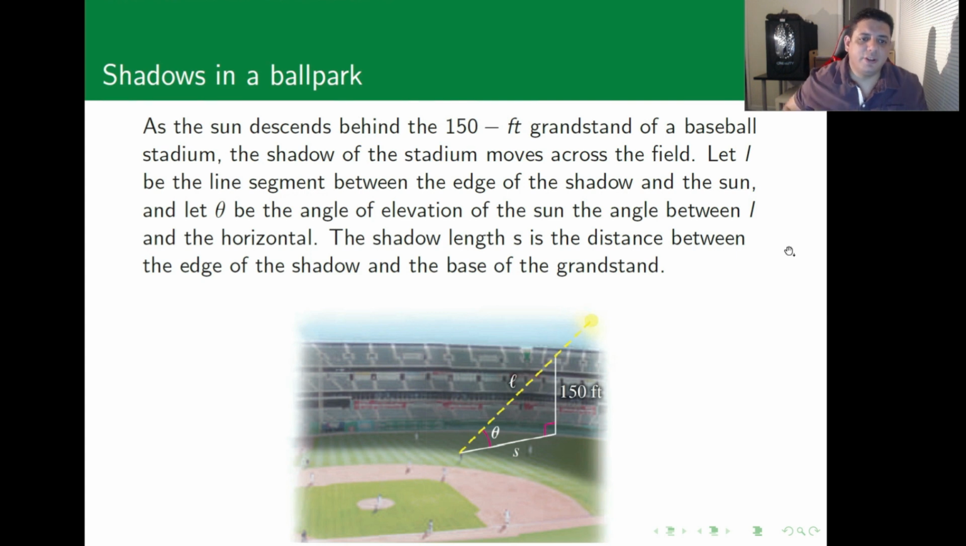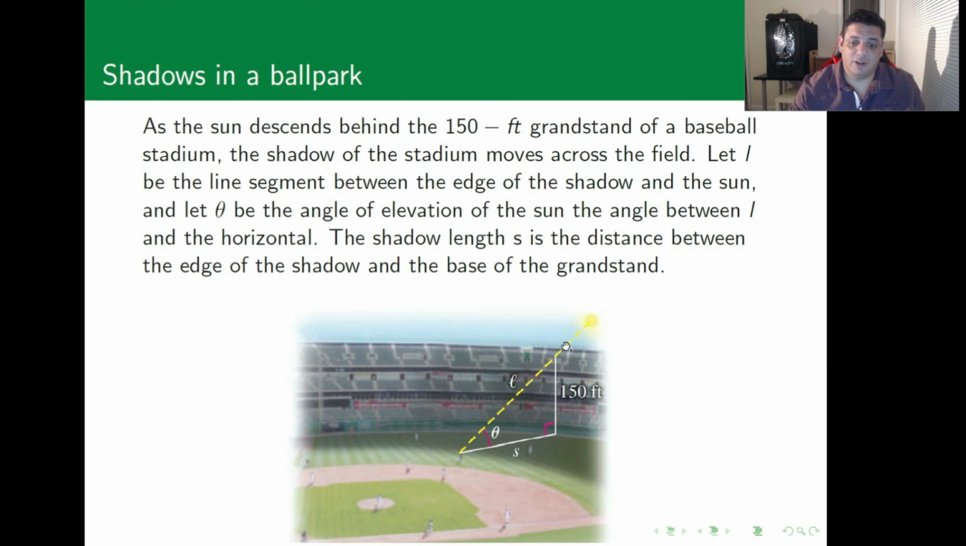So let's consider what we can do with the inverse of the trigonometric functions. There are a couple of things that can work in the same setup that we use with trigonometric functions, which is in applications that use the right triangle. As an example, consider a ballpark, and the sun is descending behind the 150 feet grandstand of the baseball stadium.